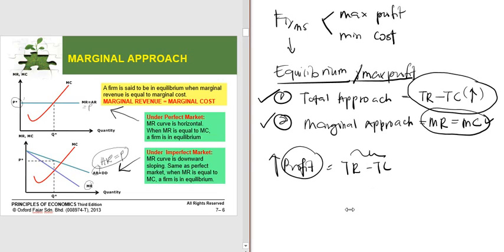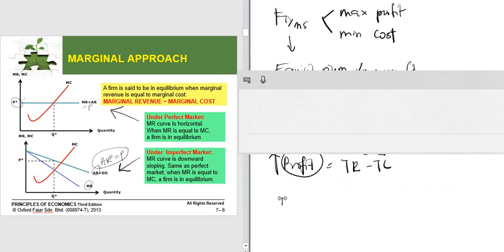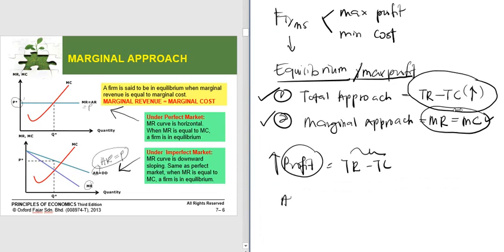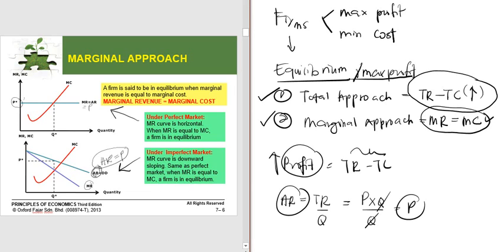I repeat again, this is from the previous topic as well. Average revenue is total revenue divided by quantity. To calculate total revenue, it is price times quantity. Then you divide by quantity, so this cancels off and you get the price. So if you still remember this, average revenue is actually equal to price. That's why here, average revenue basically indicates the price level.